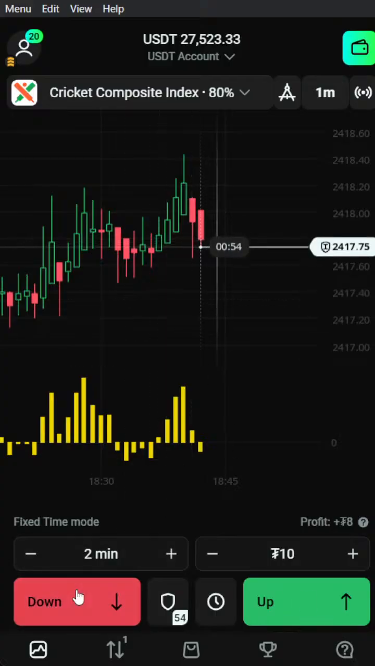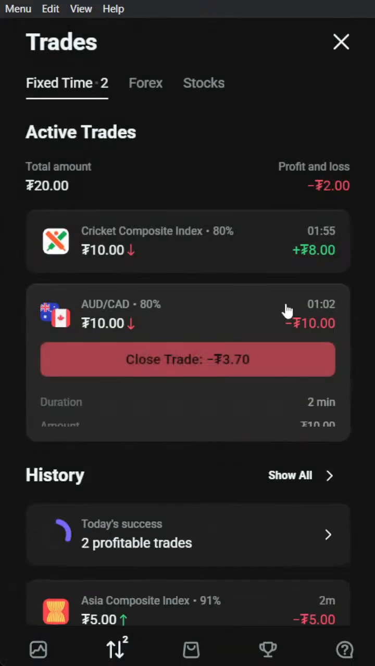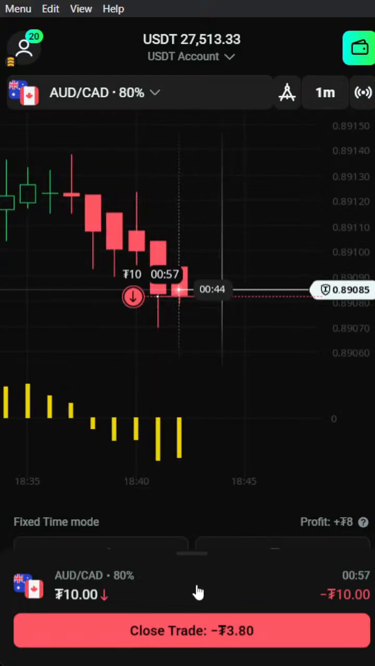Okay, again, here we see a down signal coming up. I have made a down trade. DPO has confirmed. Right now, we have two active trades. Let's check what happened to AUD CAD. Okay, it's fluctuating. Anything can happen.